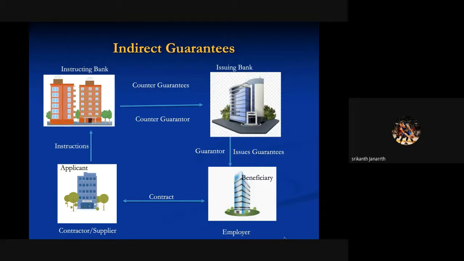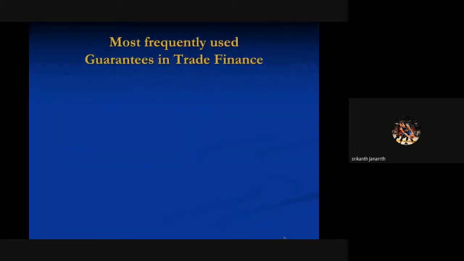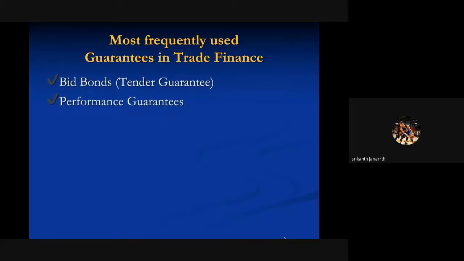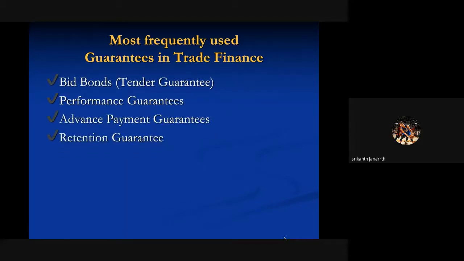Now let us see the types of most frequently issued guarantees. Now you can see there are 4 types of guarantee you can learn. Bid bond, which is submitted with the tender documents. You call it a tender guarantee. Then you have a performance guarantee. You have an advance payment guarantee. You have a retention guarantee, right?